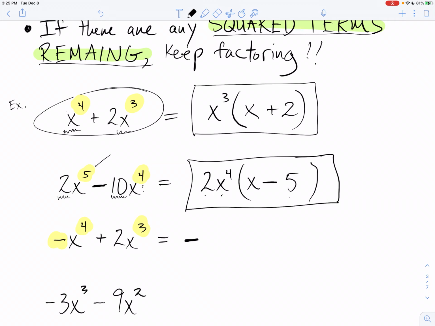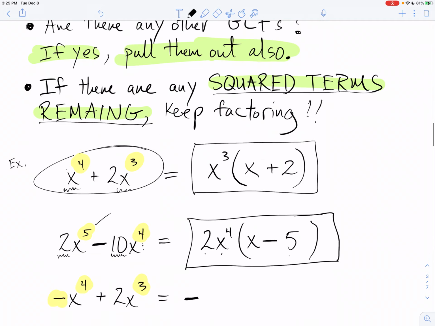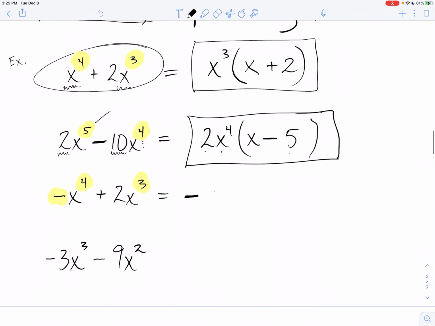Why? You're going to find out in the next video. I'm just telling you, if the highest powered thing is negative, we take it out like it's a GCF. So I'm going to take out the negative, but I'm also going to take out the x cubed. Let's work it backwards. Let's build it back.